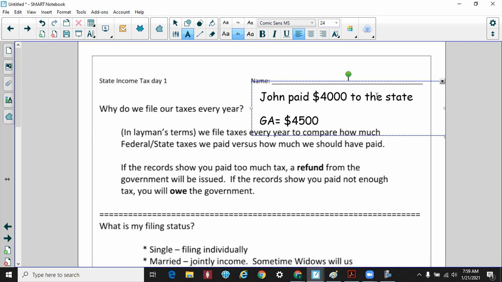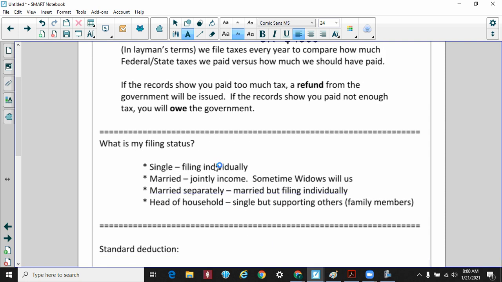But let's say John ended up paying 5,000 to the state. Then John overpaid, he would get a refund. So basically, again, we file taxes every year to compare how much money we pay to, in this case, the state government, and we compare that to how much the state says we should have paid. Now you can file single, married separately, head of household. In this lesson, we are always going to be single. We're going to keep things simple, go basic, and be single.